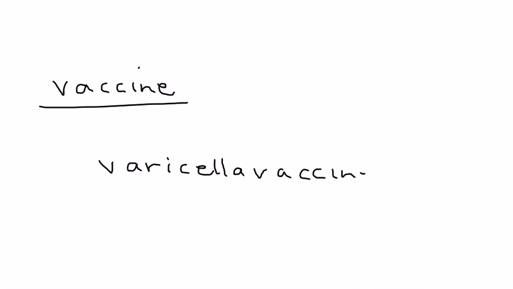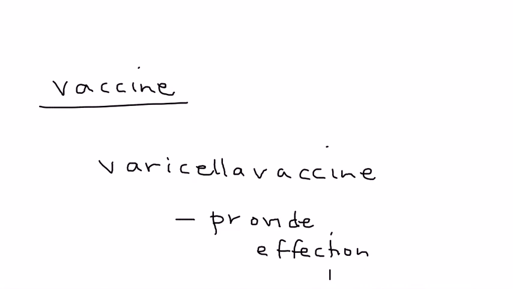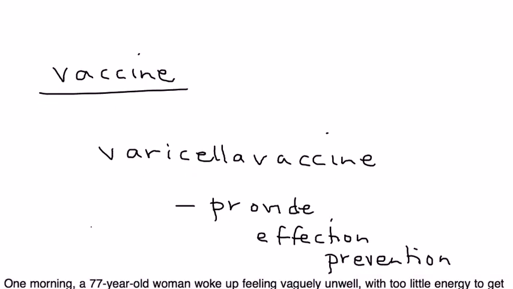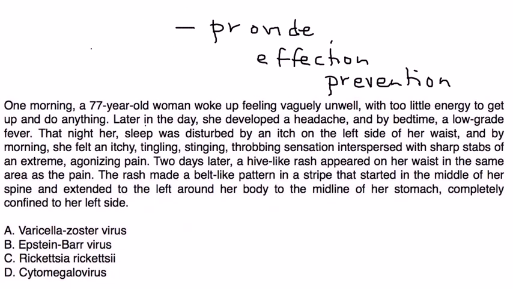And one final thing before I get to the vignettes is that there is a vaccine. It's called the Varicella Vaccine, appropriately. And this vaccine is used to provide effective prevention of this condition. So now let's take a look at some clinical vignettes.